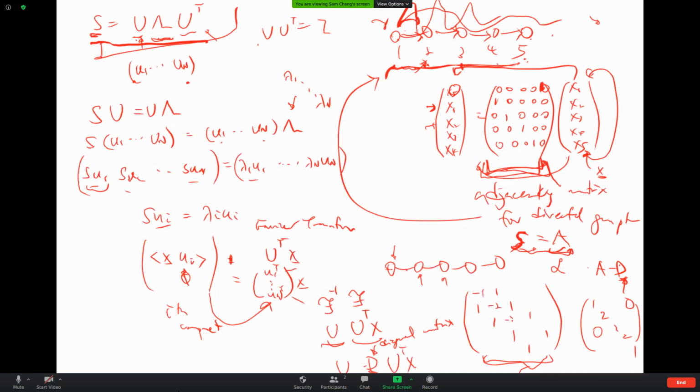Or you can have something known as the unsigned Laplacian. I think the unsigned Laplacian will be A plus D, so then I will have something different. And then there's also the normalized Laplacian. So there are different graph matrices that people study theoretically, and you can use them as the shift matrix.